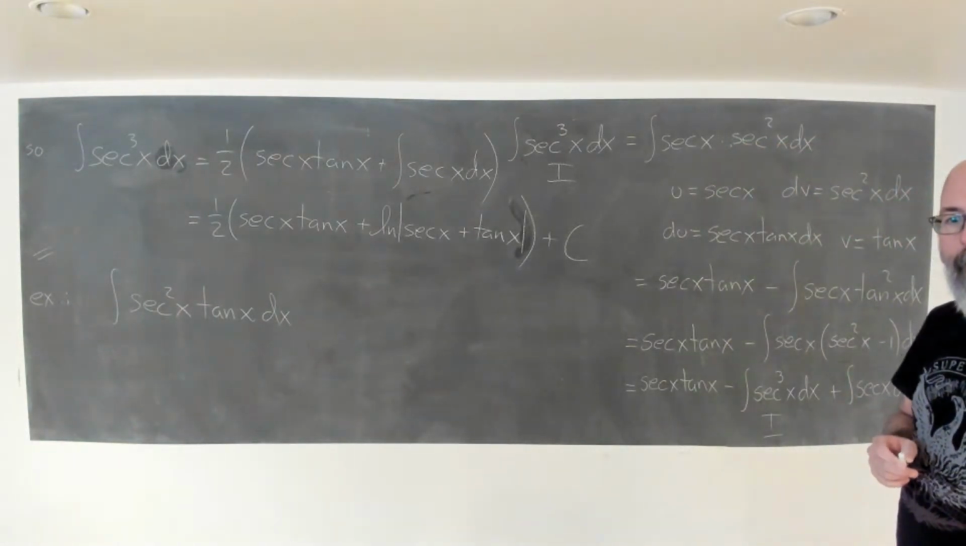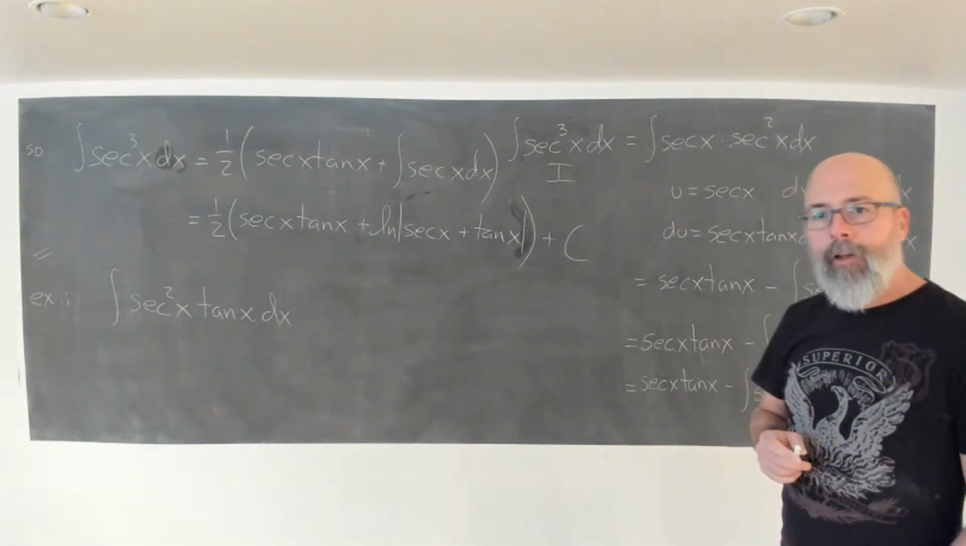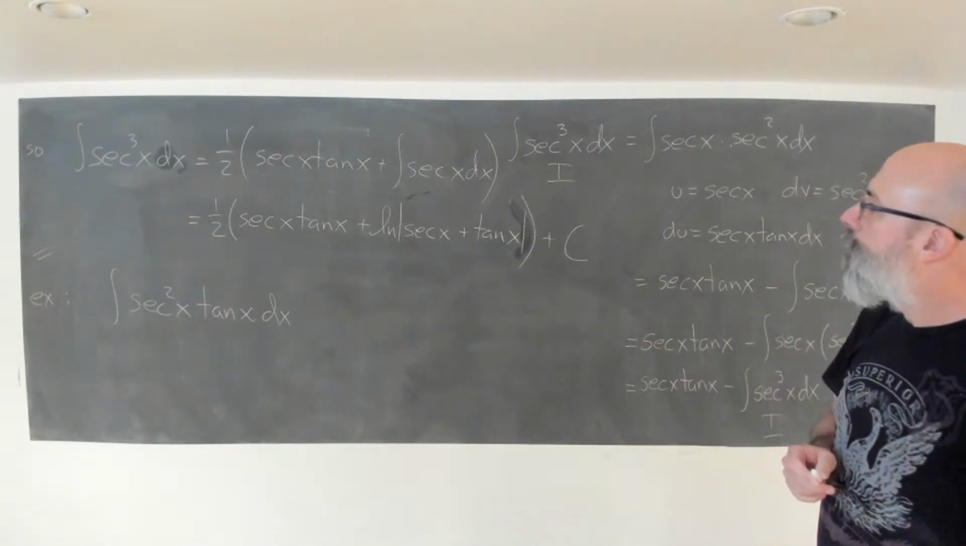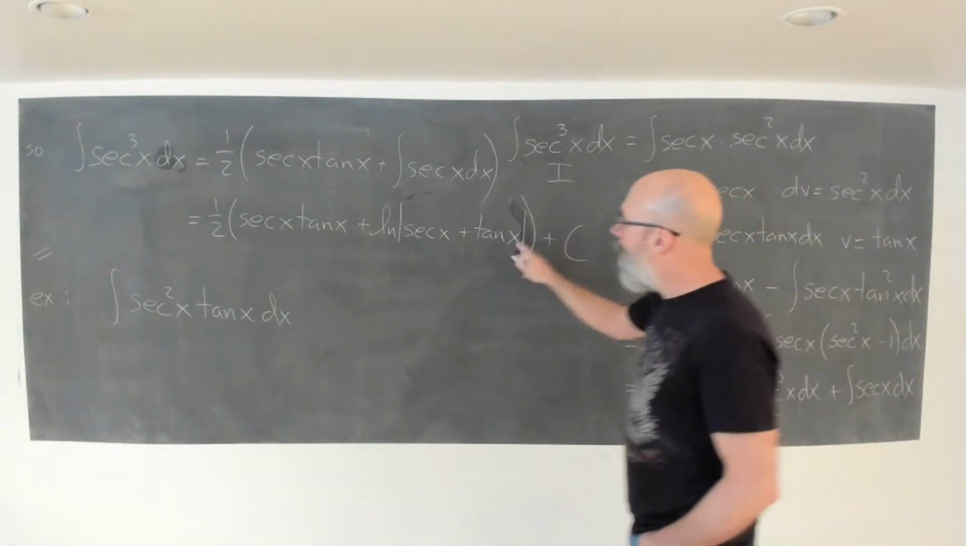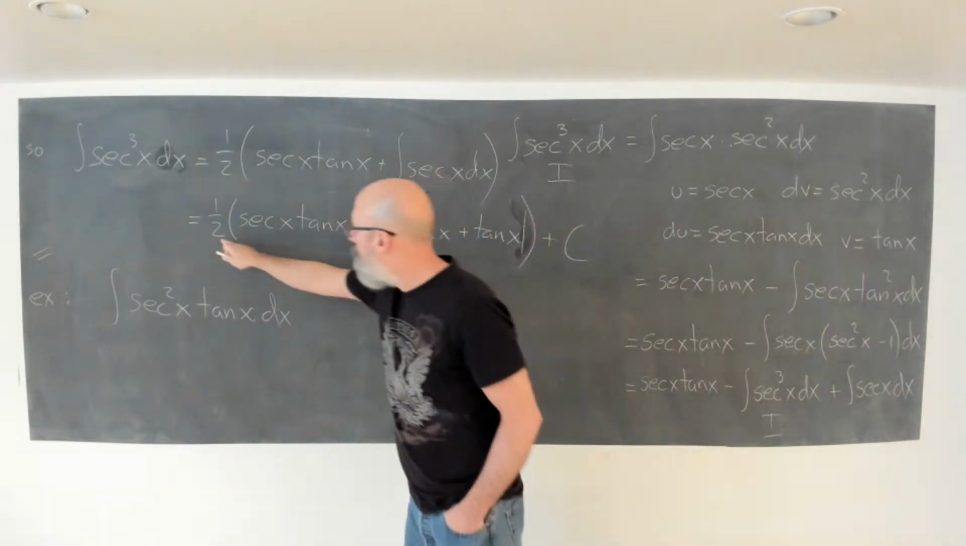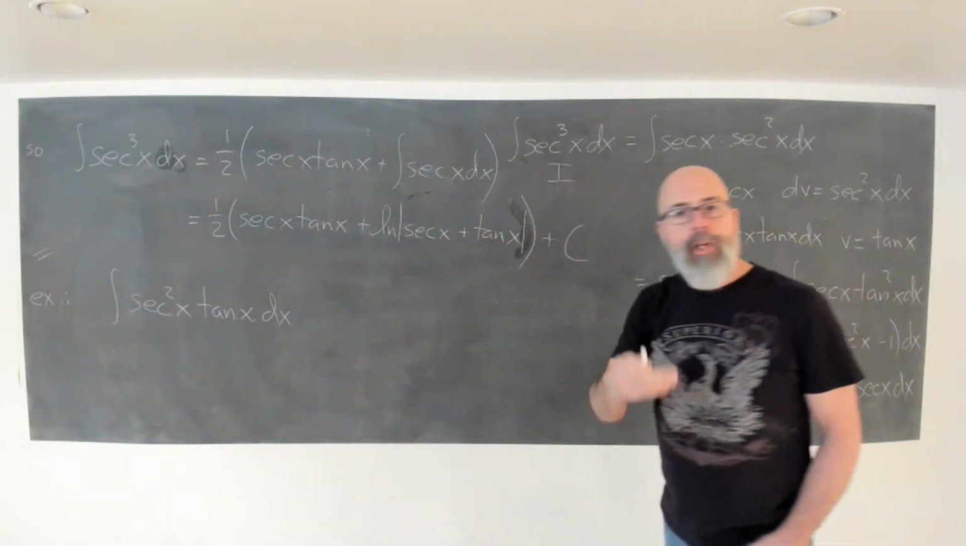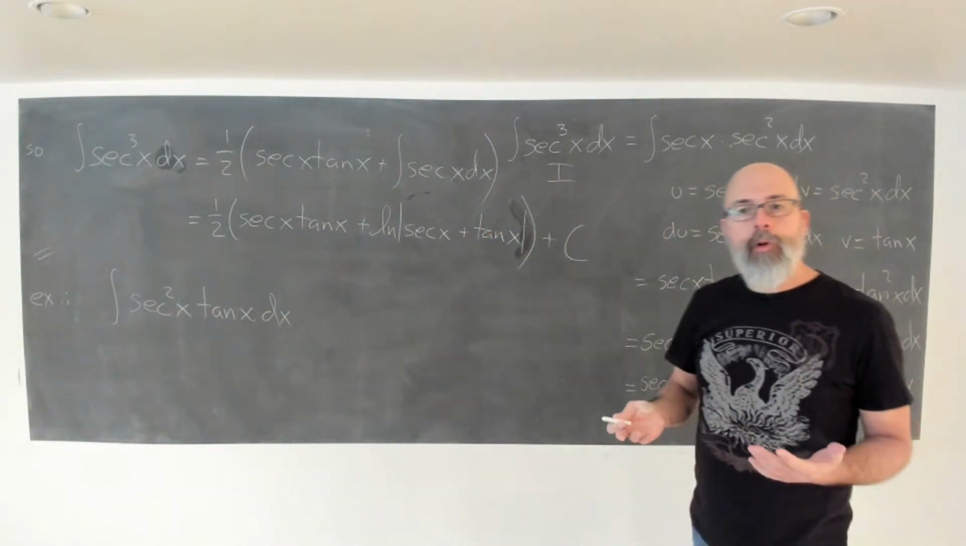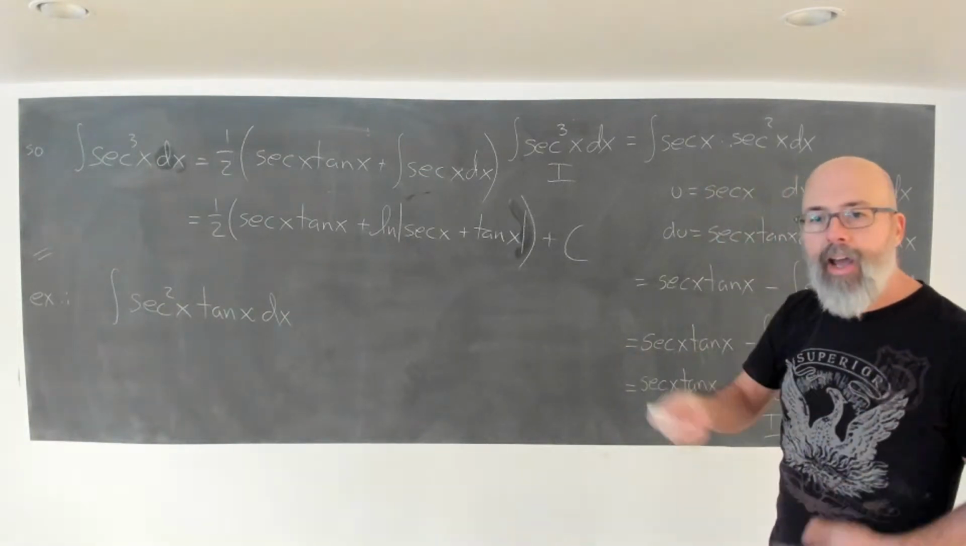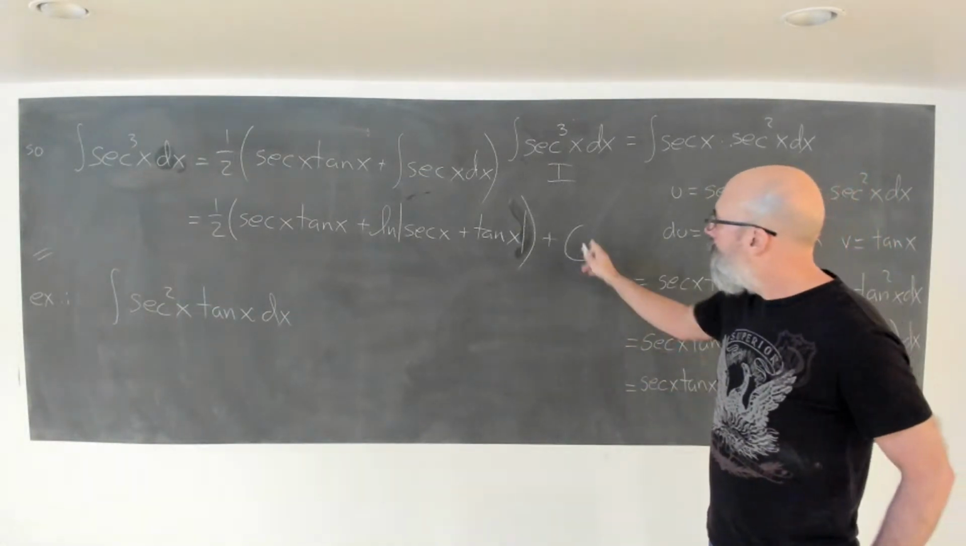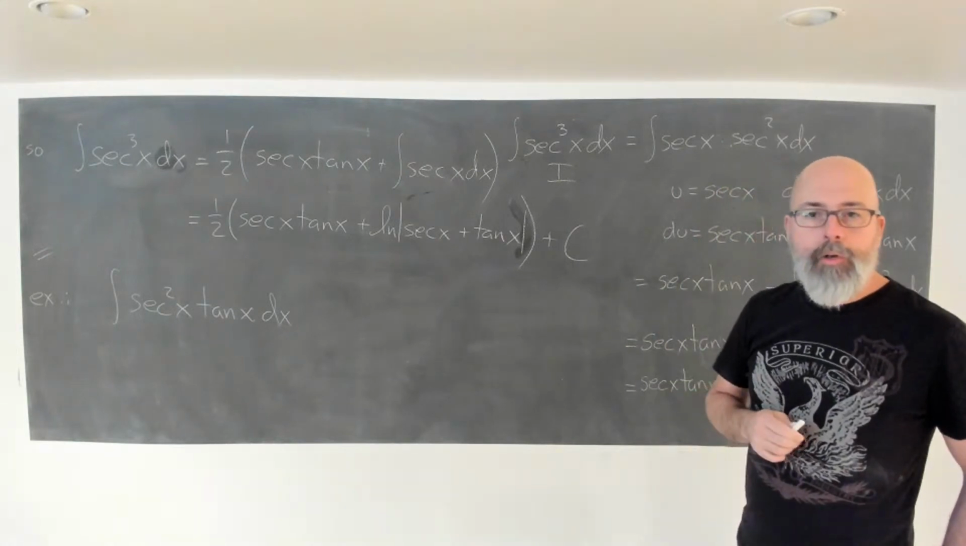Let's try another one. Correct. It doesn't matter if C is inside or outside. If C was inside, you'd multiply it by 1/2, so you would get 1/2 C. But C is an arbitrary constant, so the 1/2 gets absorbed into it. And it's all good.